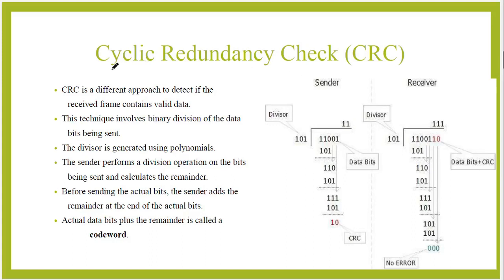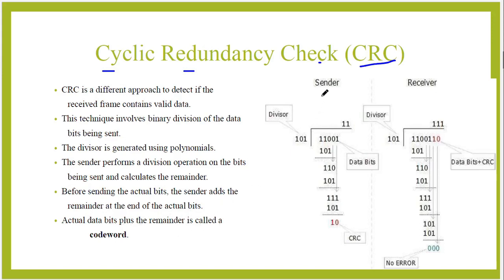Now let's see about the cyclic redundancy check, CRC. CRC is a different approach to detect if the received frame contains valid data. This technique involves binary division of the data bits being sent. The divisor is generated using polynomials. The sender performs a division operation on the bits being sent and calculates the remainder. Before sending the actual bits, the sender adds the remainder at the end of the actual bits. Actual data bits plus the remainder is called the code word.